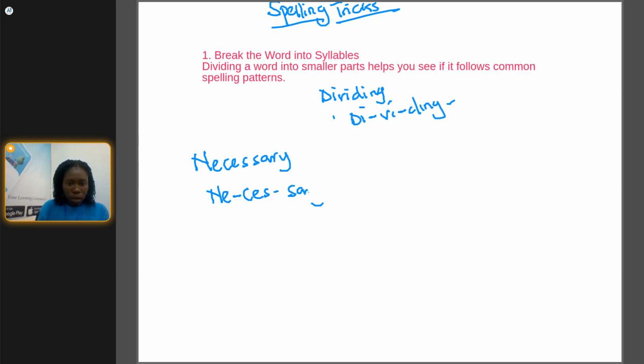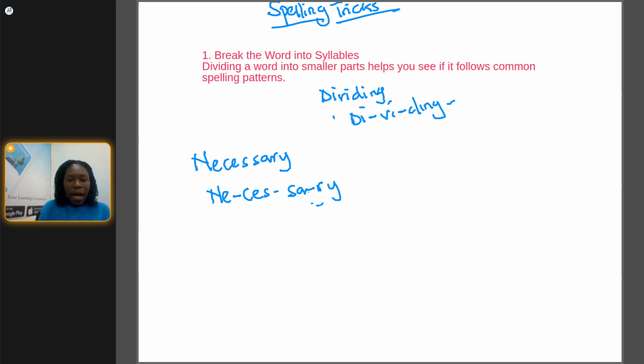Okay, some may have it in three syllables, but usually it should be four. So you have necessary. Now that you have this, you need to look for common patterns to help you determine, especially confusing words. You may not remember if necessary carries double C or double S. You just need to look for a normal pattern.